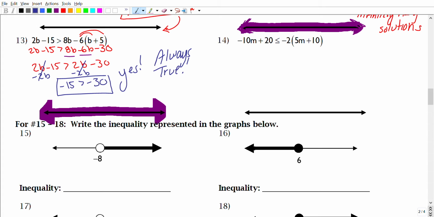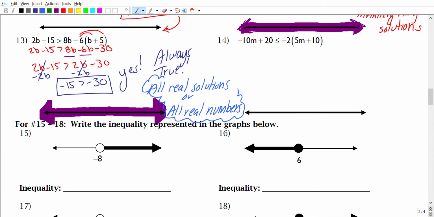You would say all real solutions. Or actually another way you could say this is all real numbers. Either of those two answers would be correct. Like I said, I'd prefer you not say infinitely many solutions, but again, just know that I prefer all real solutions or all real numbers.